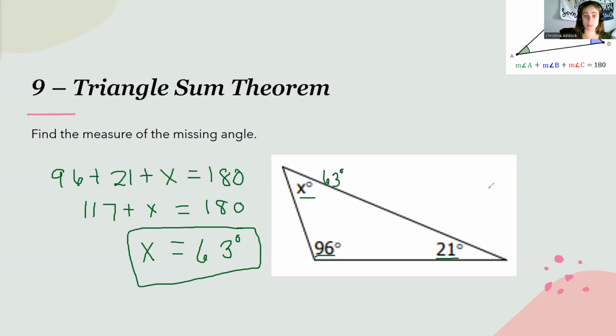And if you ever wanted to double check your work, a quick way to double check is add these three back together. So add 63 plus 96 plus 21, and you should get 180. If you did, your math is right. If you didn't, there was a mistake somewhere.